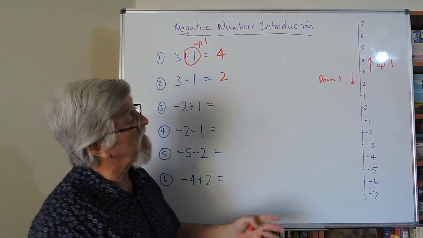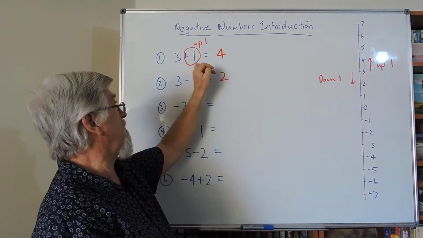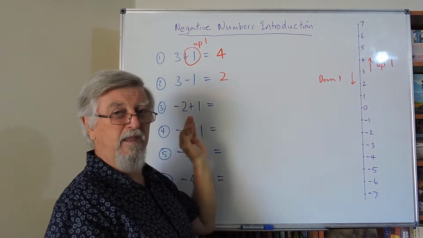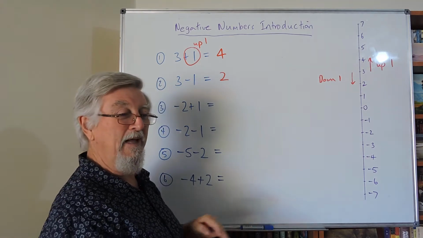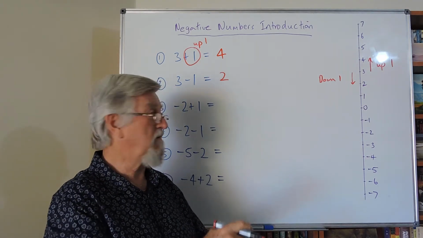I do like to think about temperature. So if it was 3 degrees and it got 1 degree warmer, it'd go up to 4. Another way to think about it, if you had $3 in your bank account and you put an extra $1 in, your bank account would go up, it wouldn't go down.